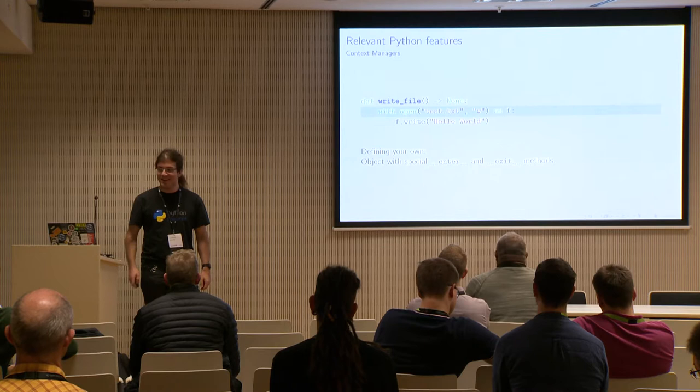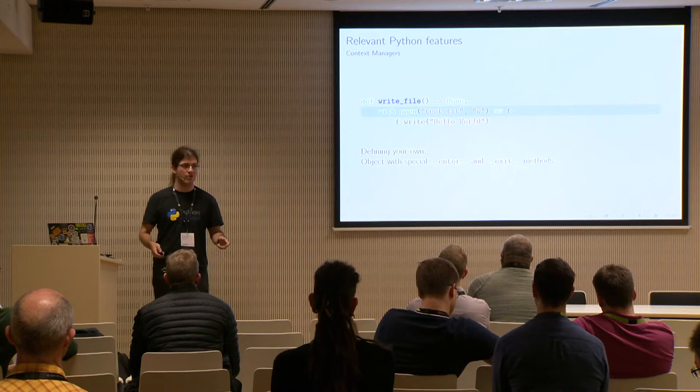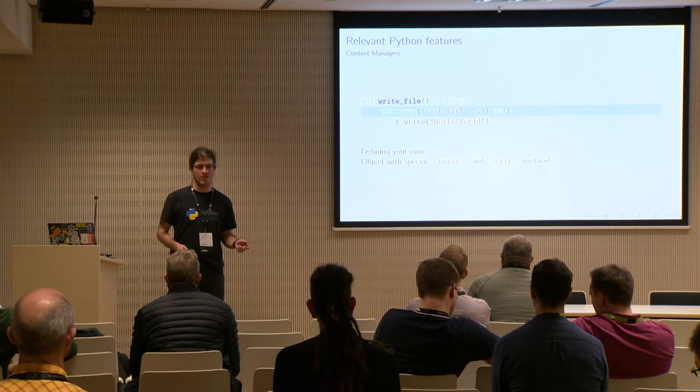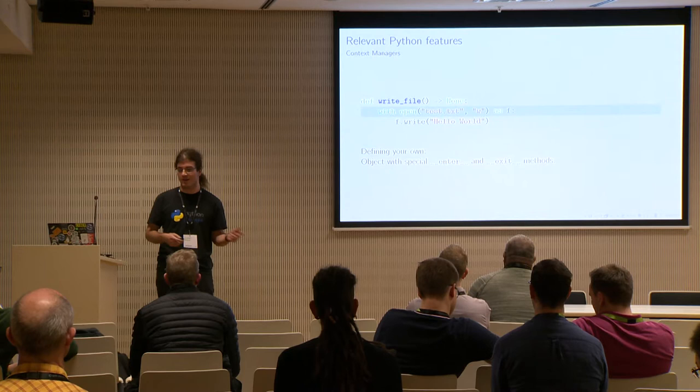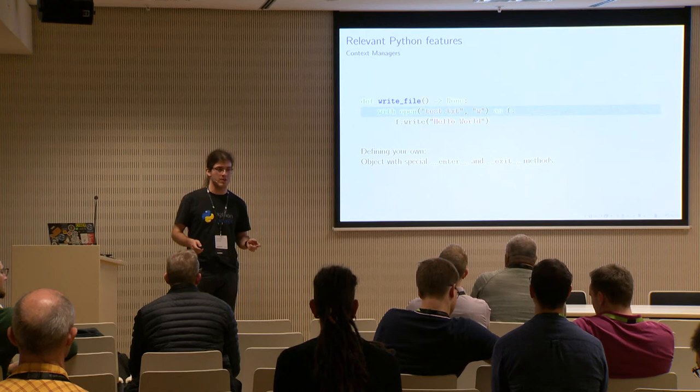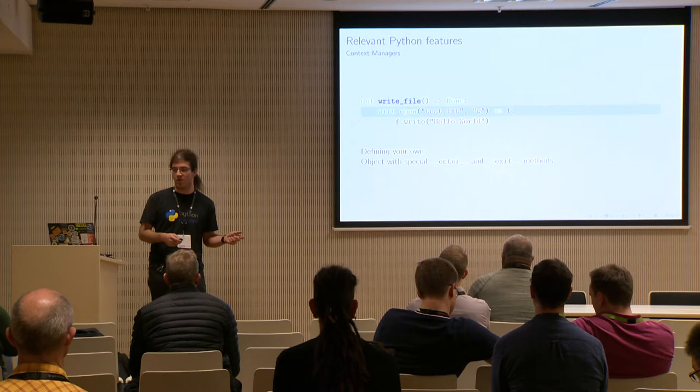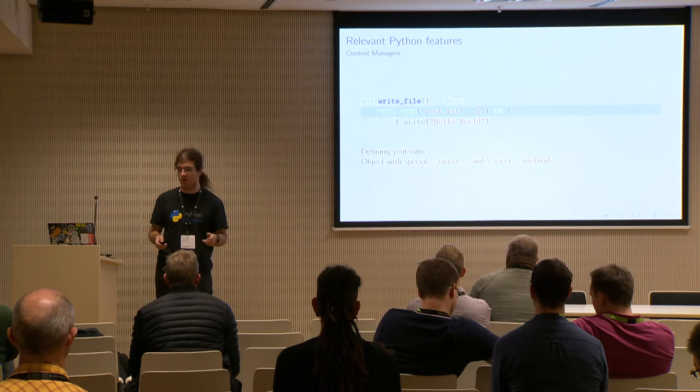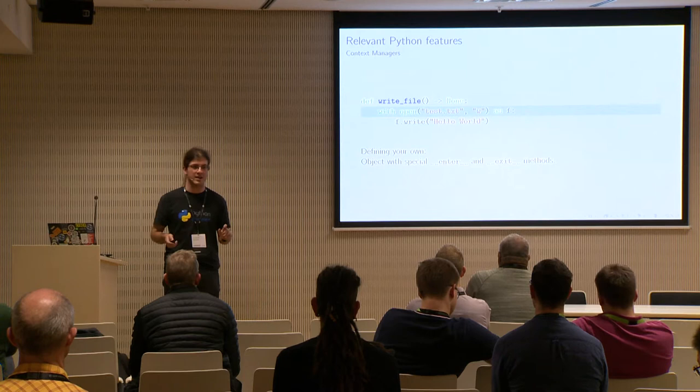Then Python has context managers, which is a way to introduce your own block syntax. It's quite commonly used with the open built-in, where you can open a file, and when the block ends, it will be closed properly, even if there is an exception in that block. But you can also define your own objects by just giving them special enter and exit methods. And whatever you return from the enter method can then be used in the block, like here with the as f syntax. So open returns a file object, and that gets assigned to the name f.